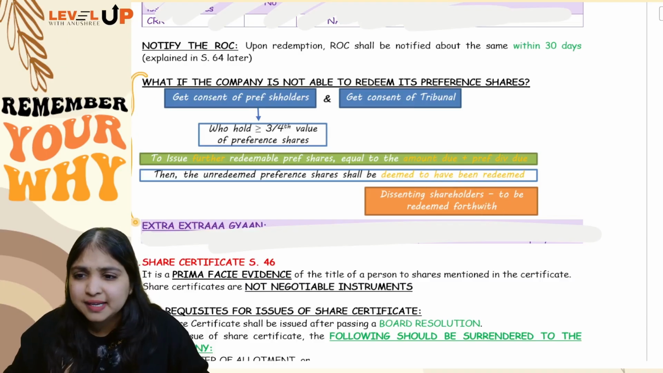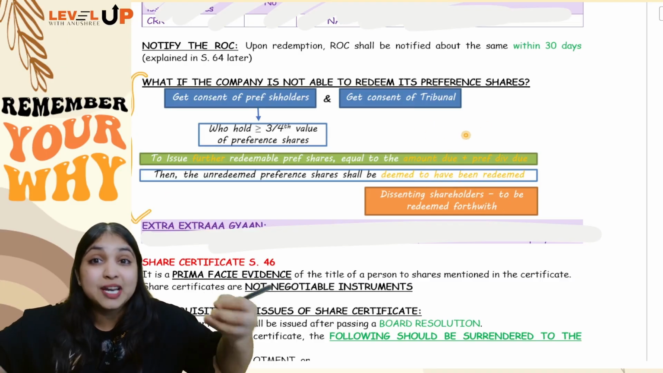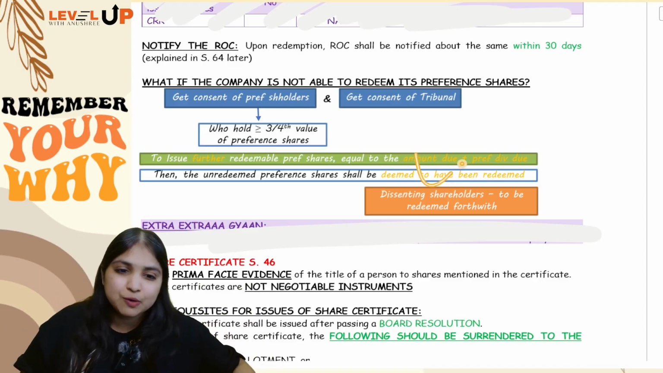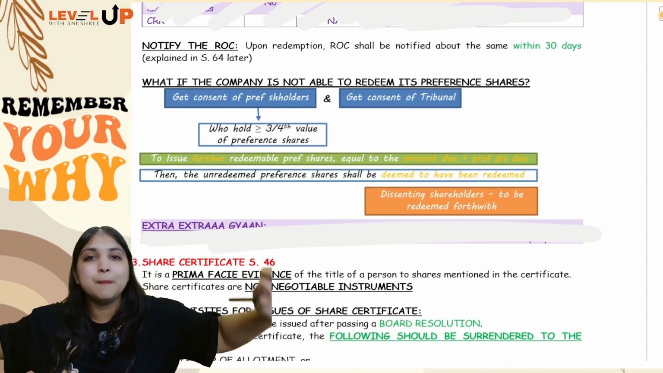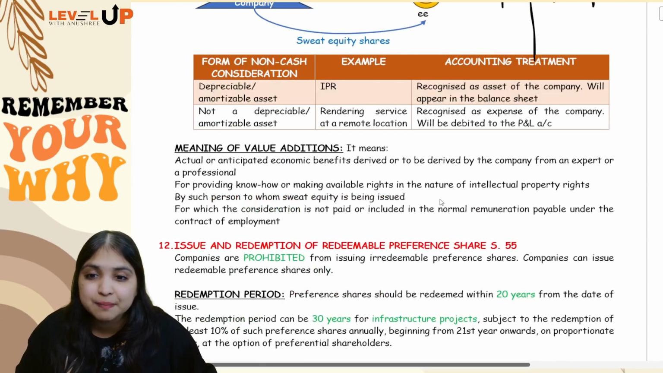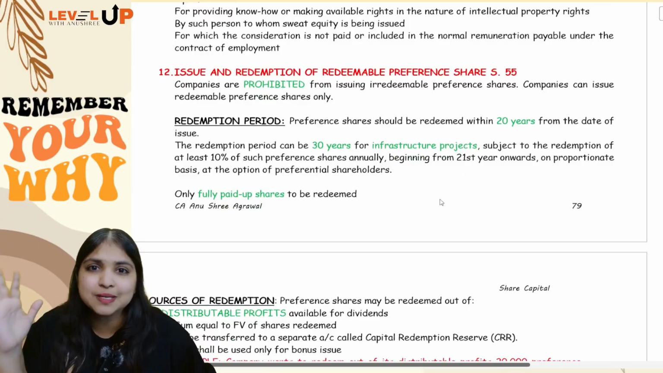And if the company does like this, that is, instead of redeeming in money, if the company redeems the preference shares by giving more preference shares, it will be considered as if the company has properly redeemed the preference shares. Okay, this was section 55 guys, redemption of preference shares, talking about the most important points.